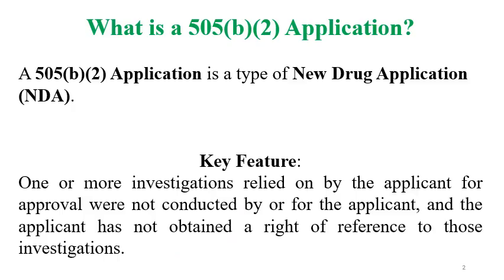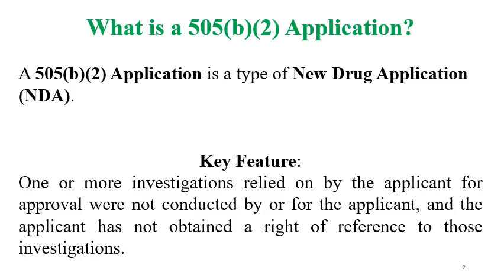It is referred to as a type of new drug application, but it is not a full NDA. The key feature of 505(b)(2) application is that one or more investigations relied on by the applicant for the approval were not conducted by or for the applicant, and the applicant has not obtained a right of reference to those investigations.